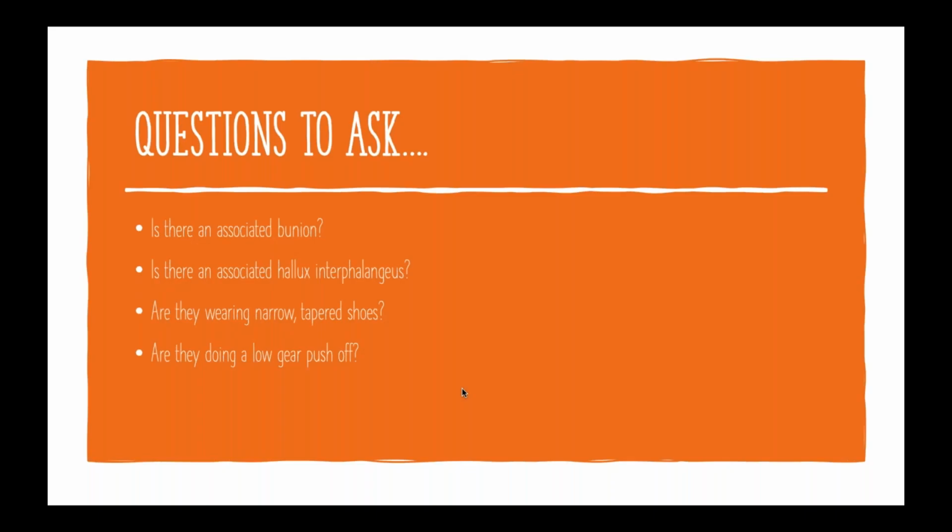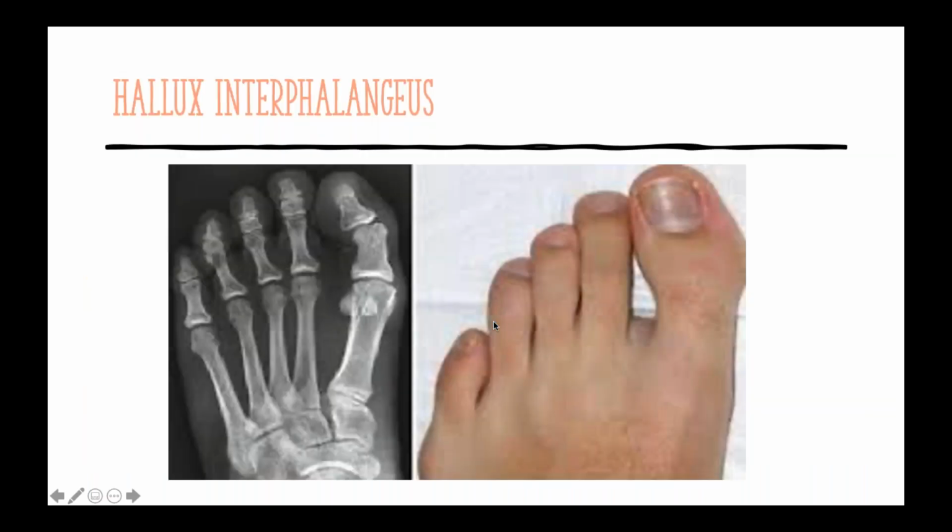So you have that client, patient with recurrent ingrown toenails. You want to ask yourself, are there associated bunions with this individual? If you have a bunion, you know that's going to affect the great toe, the first MPJ, the way that you push off. Is there an associated Hallux Interphalangeal? What is that? I'm going to go into that in one moment to show you exactly what that is. And then, are they wearing narrow tapered shoes, like I had said already? If they are, obviously you want to modify that. And then, are they doing a low gear push off? So I'm going to go into that as well.